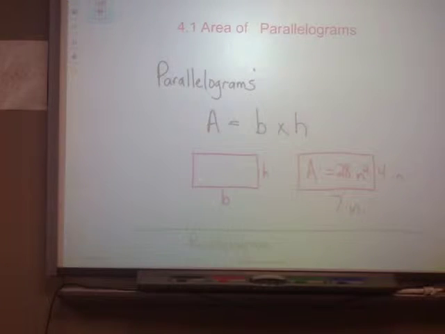Down below in red, you can see a typical rectangle, base times height, and then you can see a rectangle with a base of 7 and a height of 4 inches, and you can see the area written inside the rectangle. So the area of that rectangle would be 28 inches squared.